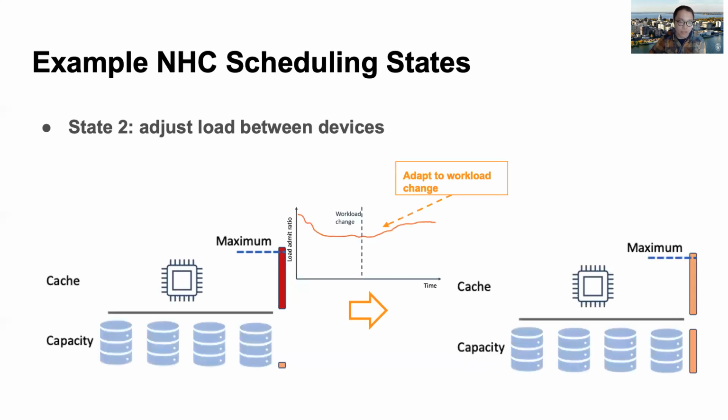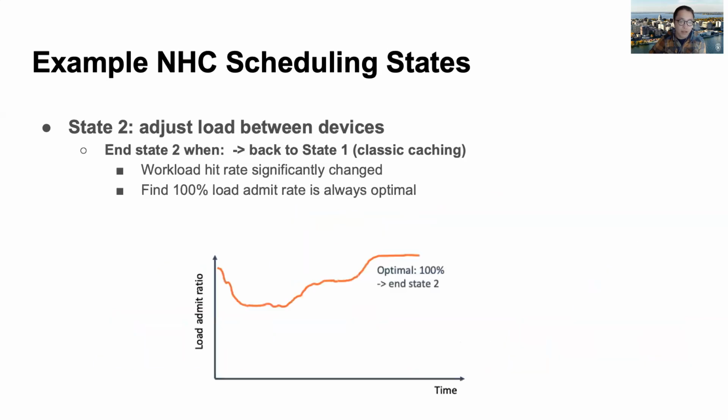With continued tuning like this, NHC will be able to readjust the load across cache and capacity devices. It hence can now utilize the performance available in the capacity device. It will also be able to handle changes in workload during runtime. Finally, NHC will end state 2 when the workload hit rate significantly changes, or when it finds out the 100% load admit rate is always the optimal solution. It will then get back to classic caching.